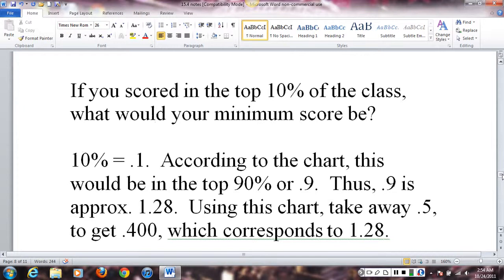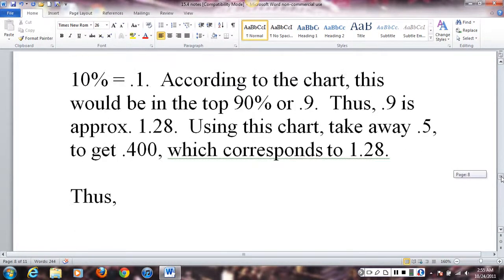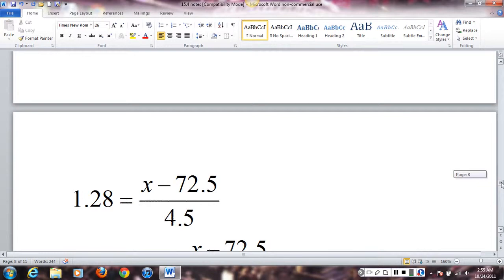So what we've been doing here is trying to find the z-score. We just did. It's 1.28. We want to know what's the score that we have to get on the test to be in that top 10%. So here's the equation we set up. We're working backwards now. So I'm saying I know the z-score. I want to know what x is.